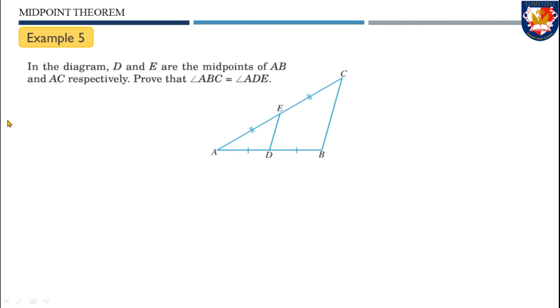Example 5. In the diagram, D and E are the midpoints of AB and AC respectively. D is the midpoint of AB and E is the midpoint of AC. Prove that angle ABC equals angle ADE.